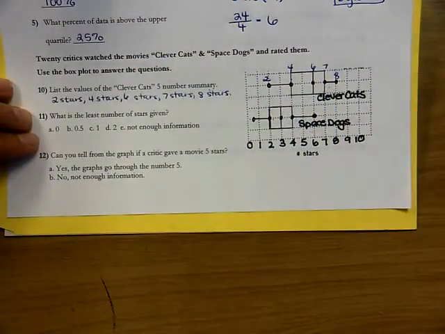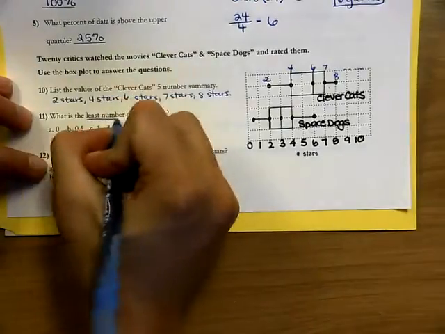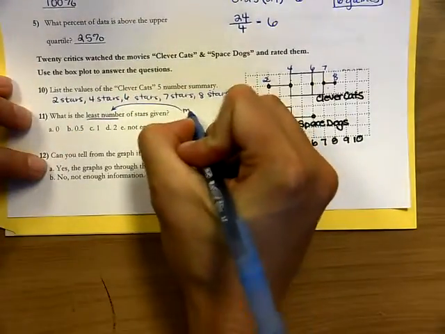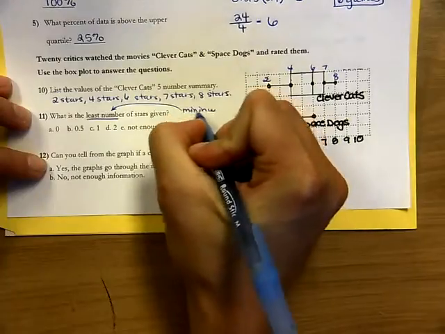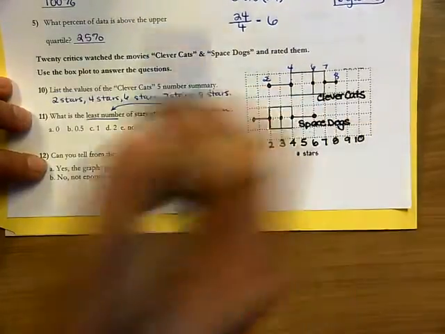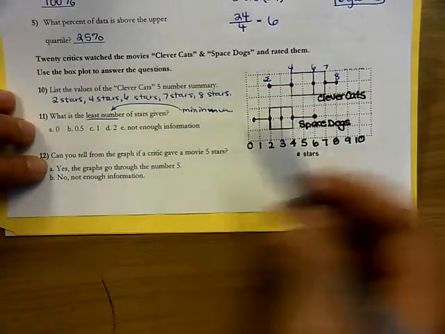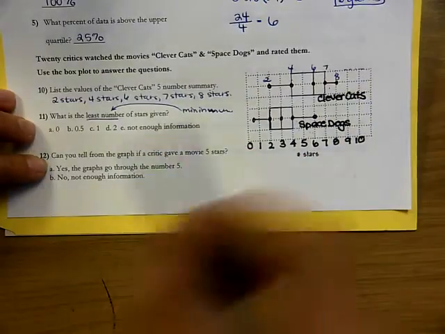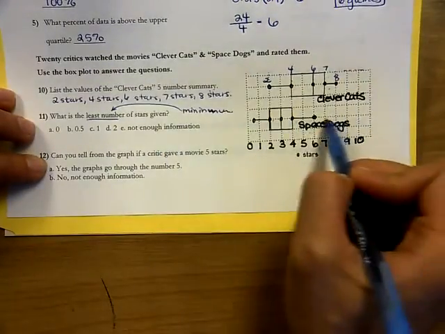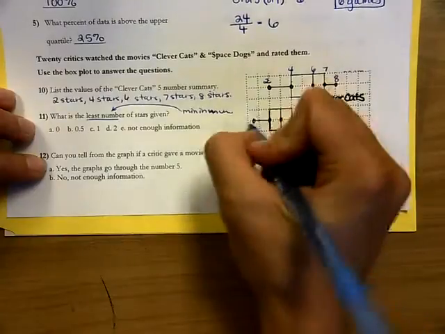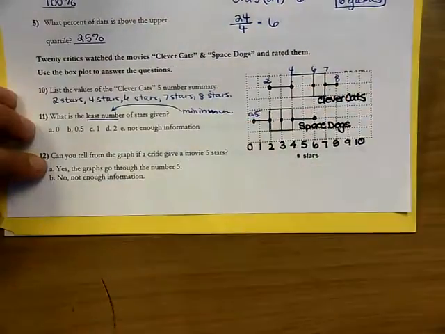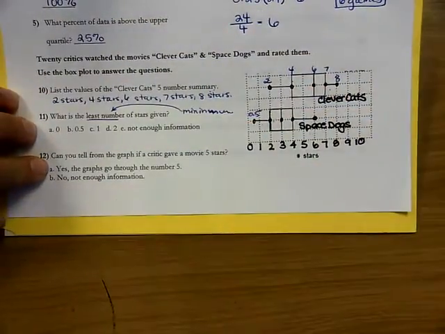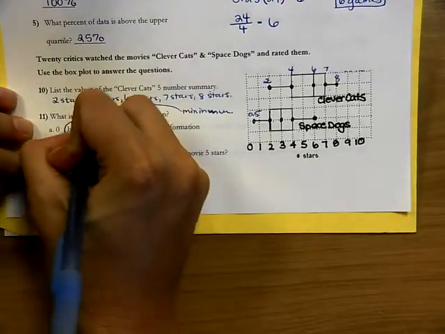Next question, what is the least number of stars given? Well, the least number, that is referring to the minimum. So when we look at here, the minimum for Clever Cats is 2. The minimum for Space Dogs is between 0 and 1, so that looks like it's 0.5. So the least number of stars ever given would be 0.5.